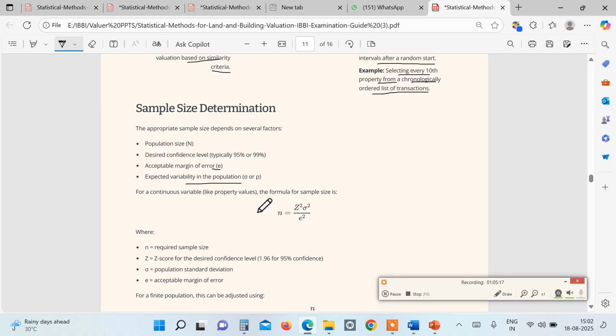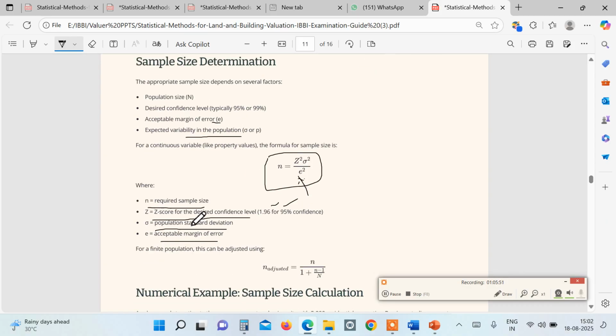For a continuous variable like property values, the formula for sample size is n equals z squared multiplied by sigma squared divided by E squared, where n is the required sample size, z is the z score for the desired confidence level, it is 1.96 for 95% confidence, sigma is the population standard deviation and E is the acceptable margin of error. See here it is the acceptable margin of error. It is not 2.78, it is the expected or acceptable margin of error. So this is for a continuous variable.